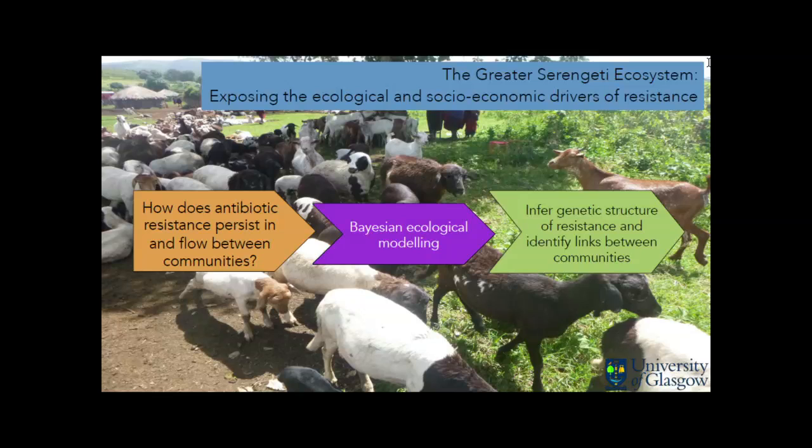The question I'm seeking to answer is how does antibiotic resistance persist in these communities? And is there flow between communities of bacteria in human and non-human hosts? We're using a Bayesian modeling approach to infer the genetic structure underlying the resistance that we see and aiming to identify links between communities.